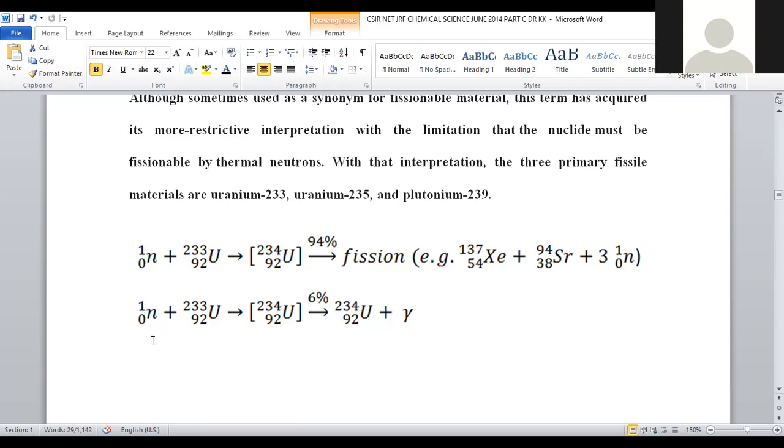This is a kind of fission, and the remaining 6% will participate in the absorption, capture of neutrons, and gamma ray emission is possible from that excited nucleus. So in both ways, uranium-233 will participate in the nuclear fission reaction.